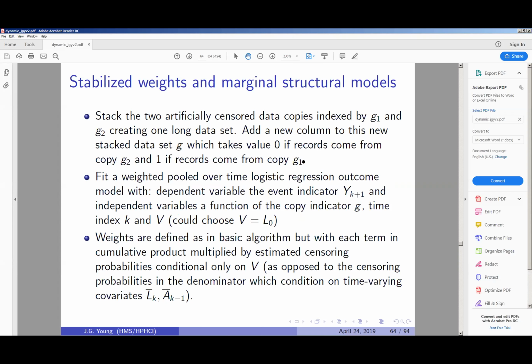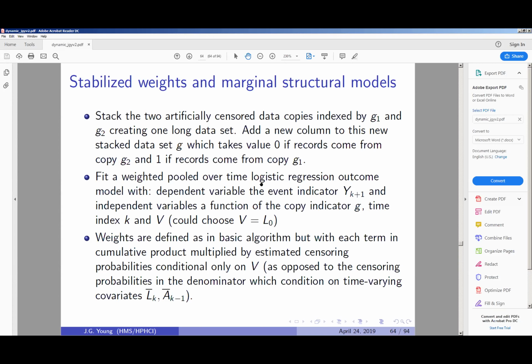So how does this change in the algorithm work? Well, now everything's the same. We make that original person-time data structure. We make the 2 copies. But now we can stack the two artificially censored copies and create a new column that's indexed G, or an indicator that G equals G1, which takes the value 1 if the record comes from the G1 copy and takes the value 0 if it comes from the G2 copy. So this is a new variable in the data set. It's not going to vary by ID or time. It's just going to vary by which copy it refers to.